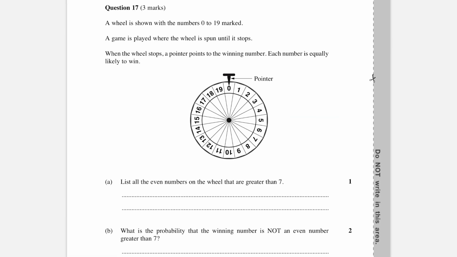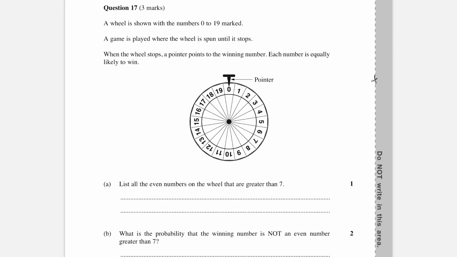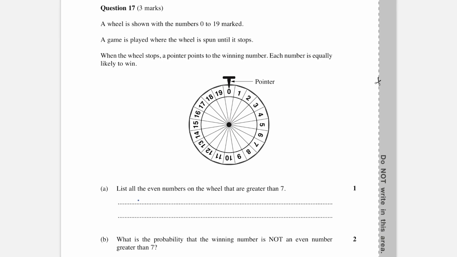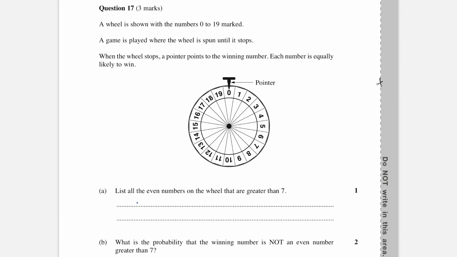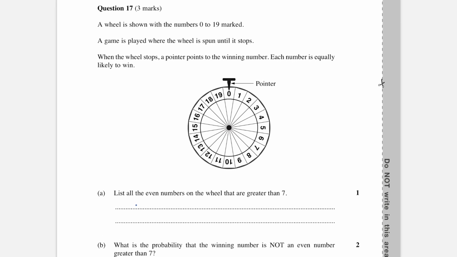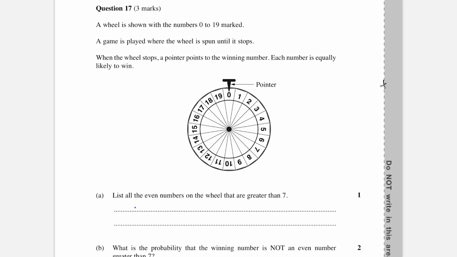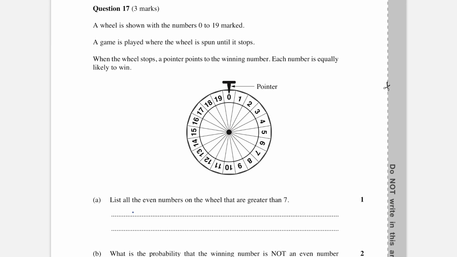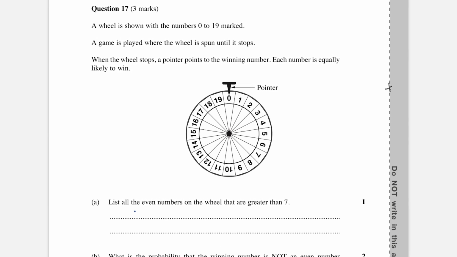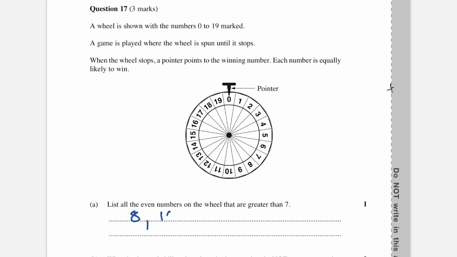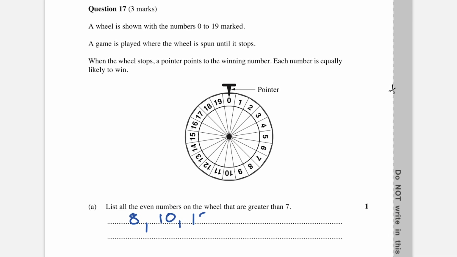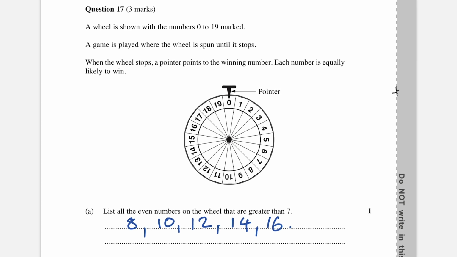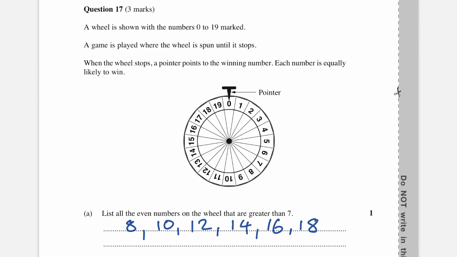A wheel is shown with the numbers 0 to 19 marked. A game is played where the wheel is spun until it stops. When the wheel stops, a pointer points to the winning number. Each number is equally likely to win. List all the even numbers on the wheel that are greater than 7. All right, let's just go ahead and list them. So it's going to be 8, 10, 12, 14, 16, and 18.